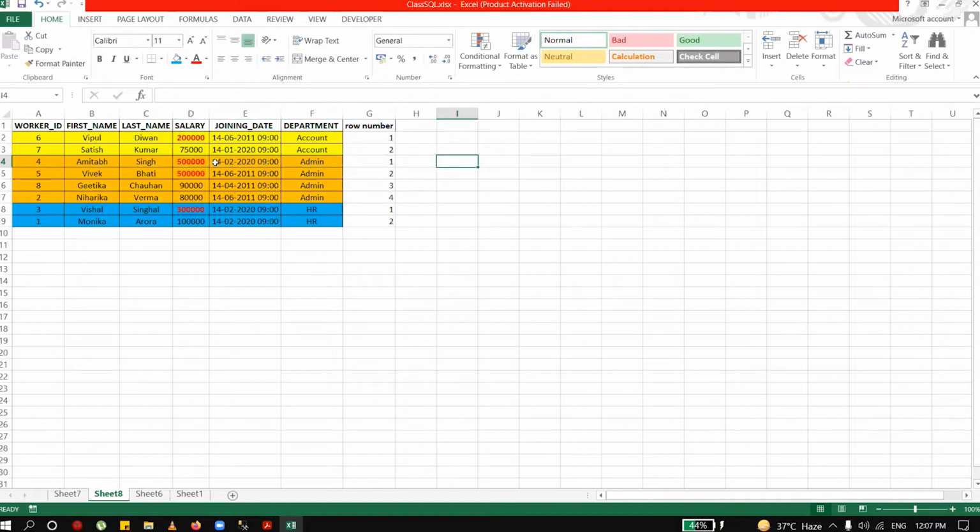So I make use of dense rank here. What does dense rank do? It matches the values also. So it is 1, 2. Over here it is 1, 1, 2, 3.